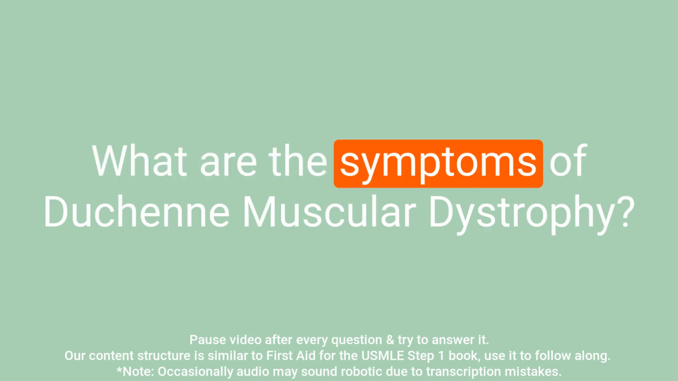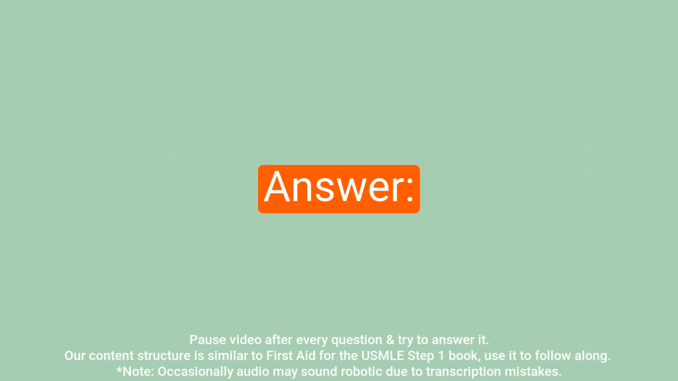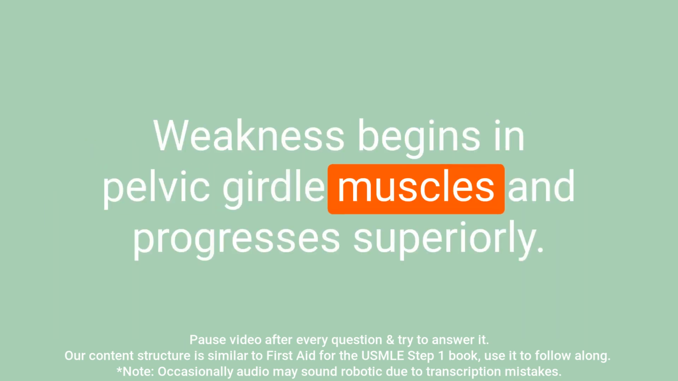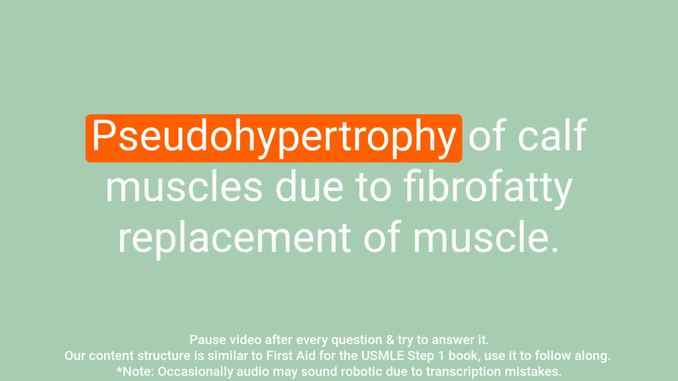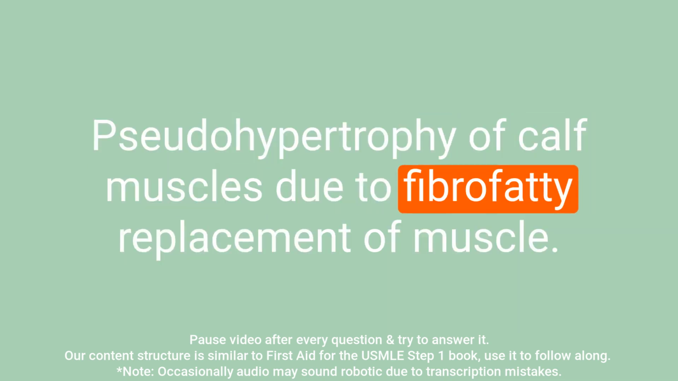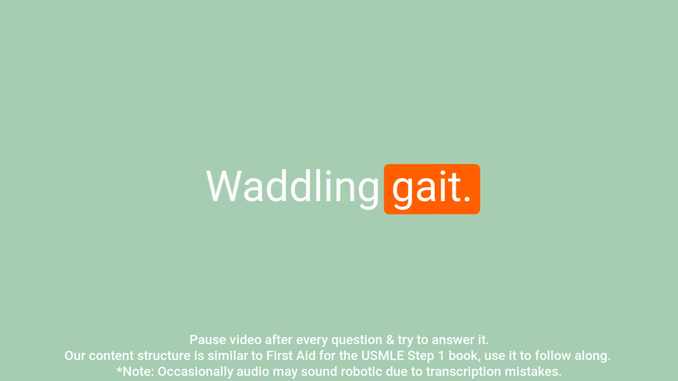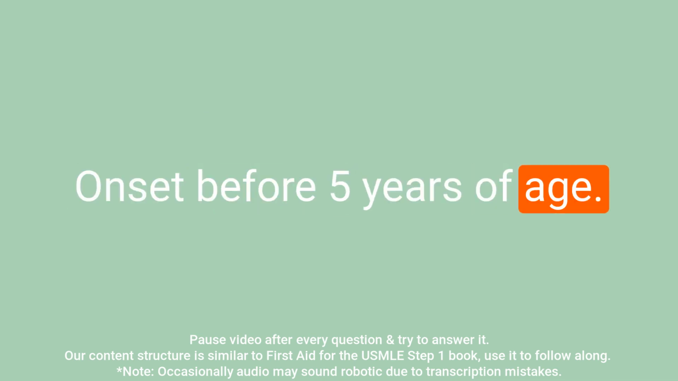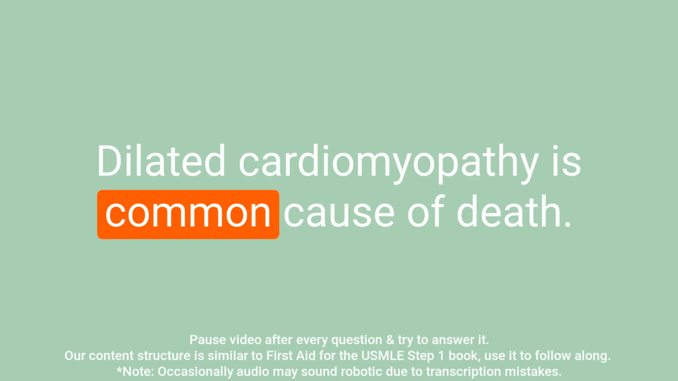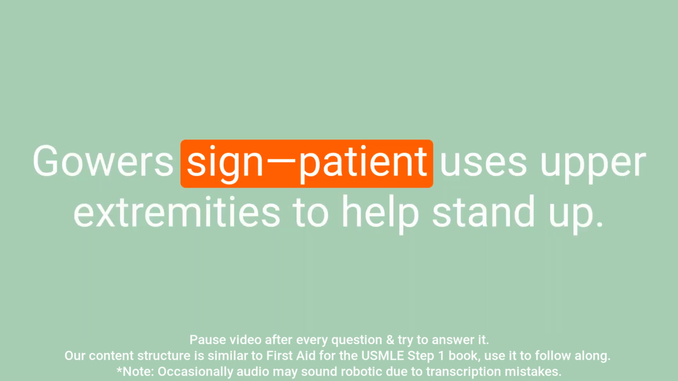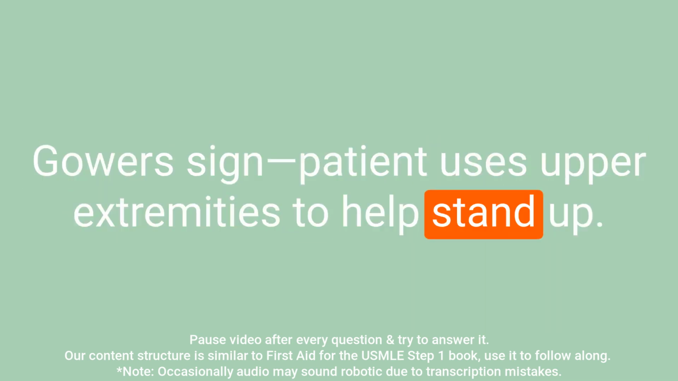Question: What are the symptoms of Duchenne Muscular Dystrophy? Answer: Weakness begins in pelvic girdle muscles and progresses superiorly. Pseudohypertrophy of calf muscles due to fibrofatty replacement of muscle. Waddling gait. Onset before 5 years of age. Dilated cardiomyopathy is a common cause of death. Gowers sign. Patient uses upper extremities to help stand up.